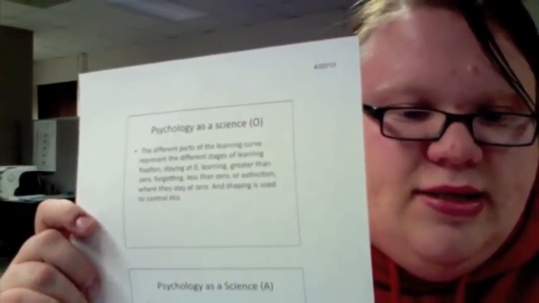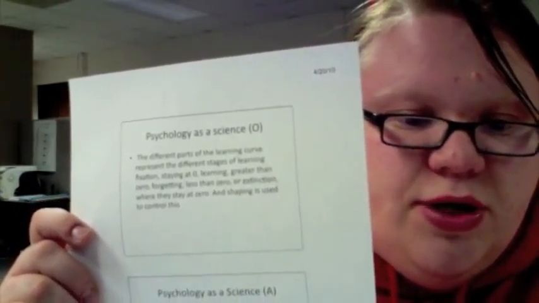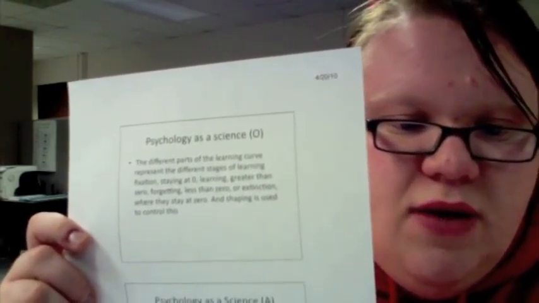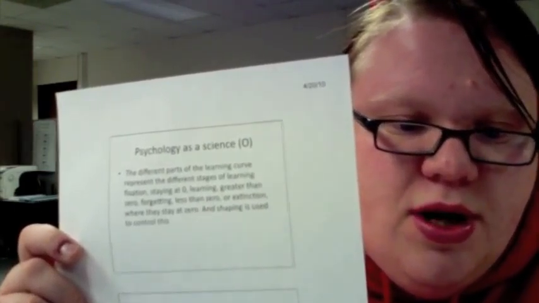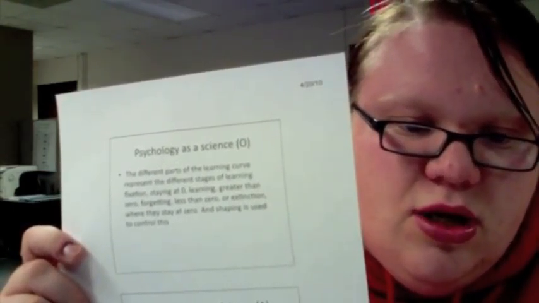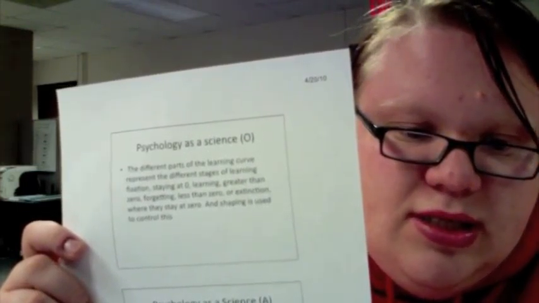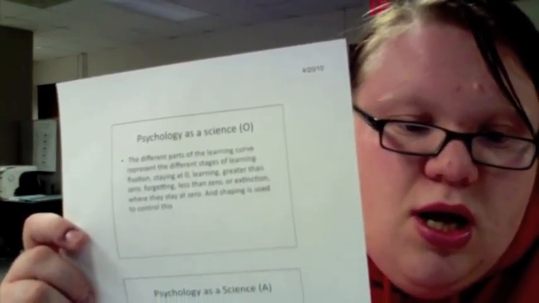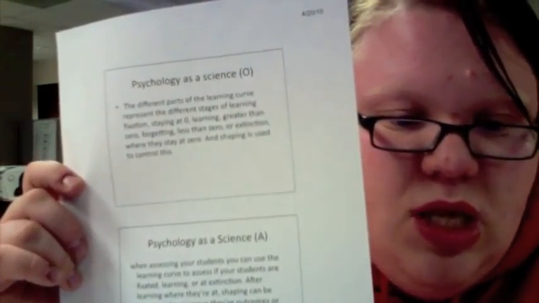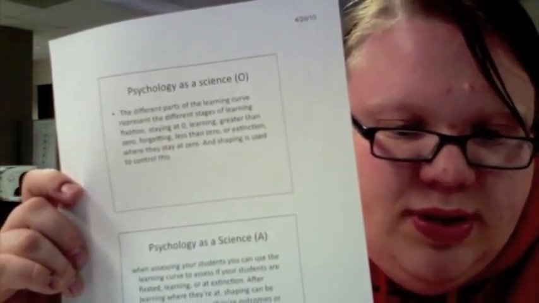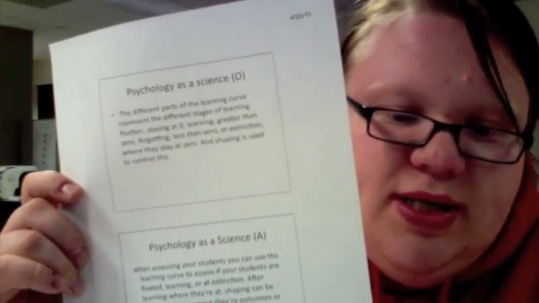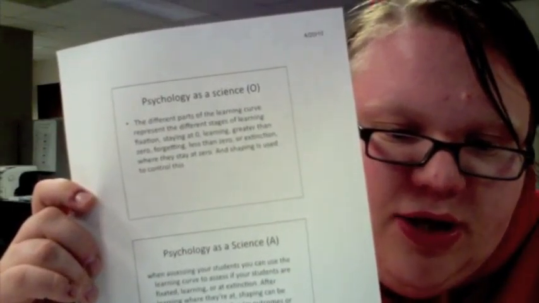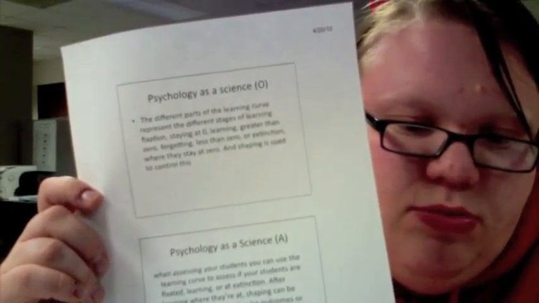Psychology as a science. The different parts of a learning curve represent the different stages of the learning. Fixation, staying at 0, learning greater than 0, forgetting less than 0, and extinction is staying at 0. When assessing your students, you can use the learning curve to assess if your students are fixated, learning, or at extinction. After learning where they are at, shaping can be introduced to improve their outcomes or control them.